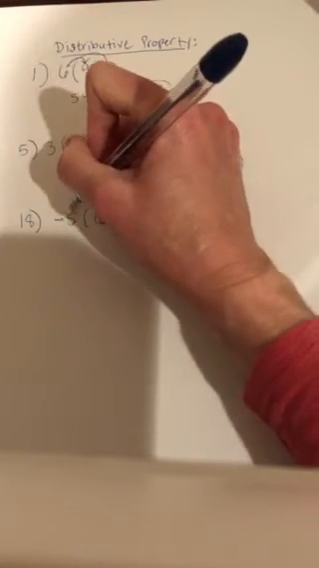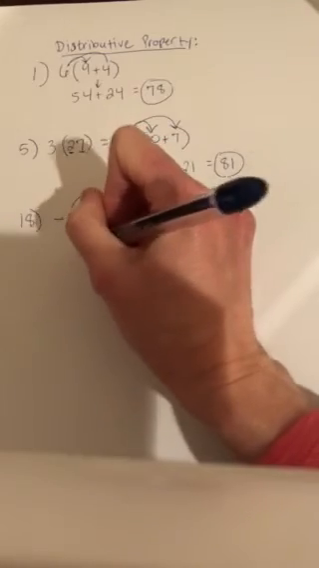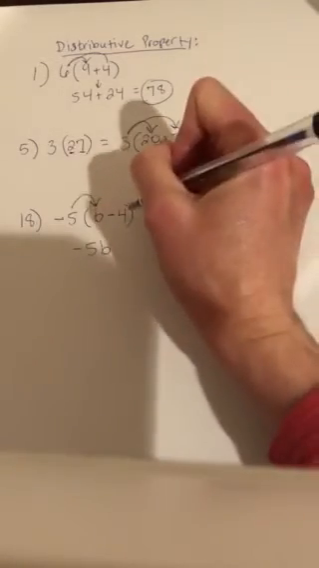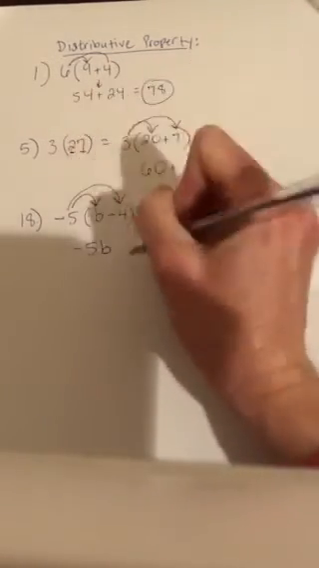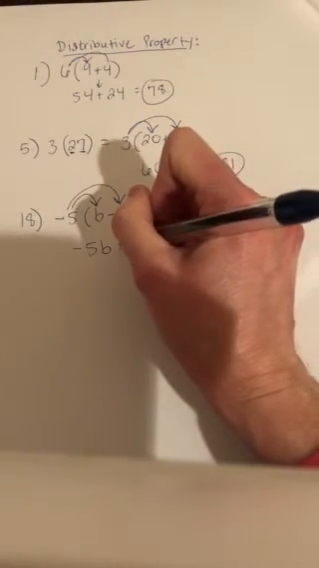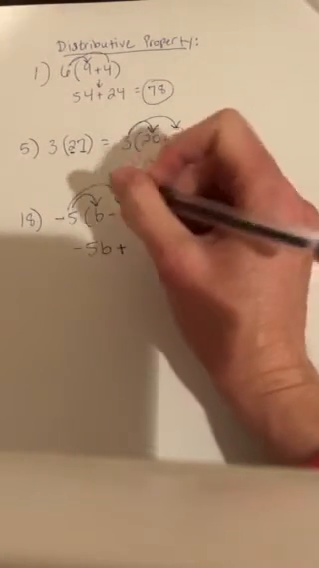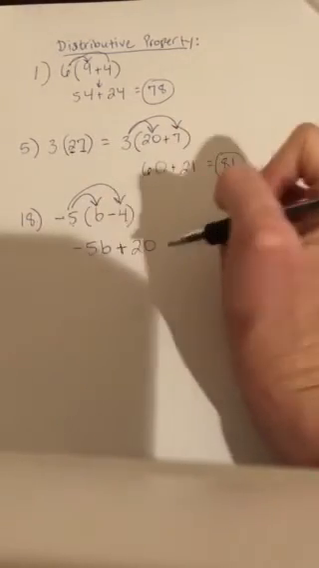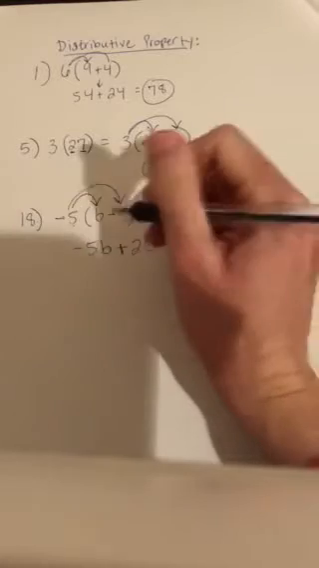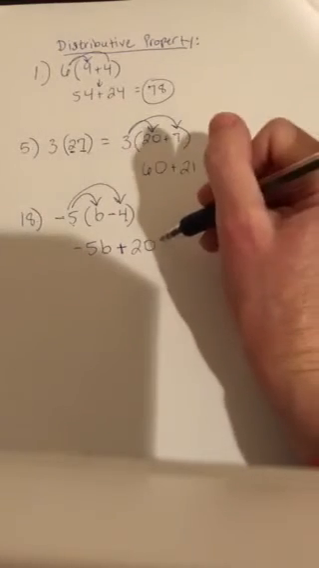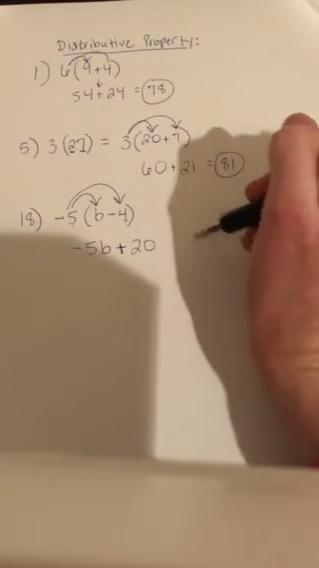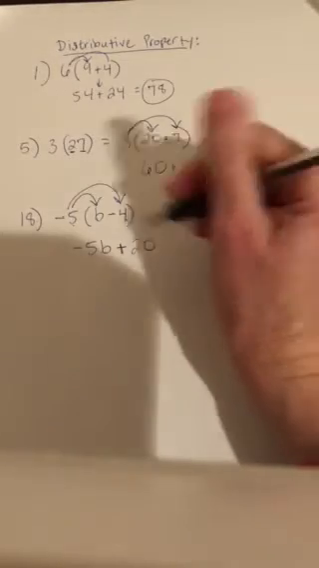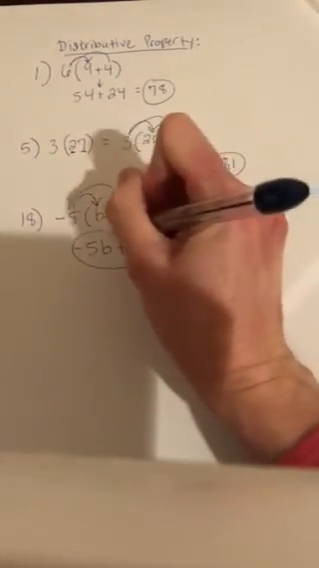Okay, negative 5 times b is negative 5b. And negative 5 times a negative 4, negative times a negative is a positive. I think we actually have. 5 times 4 is 20. And then that's all you can do. You can't solve beyond that because you don't know what b is, and you don't have an equal sign giving you a number, a result. So that's it. Negative 5b plus 20. But anyway, don't worry about those unless you want to challenge yourselves.